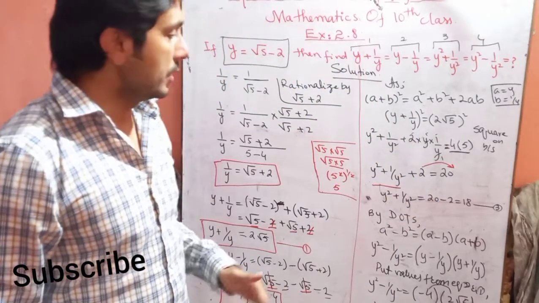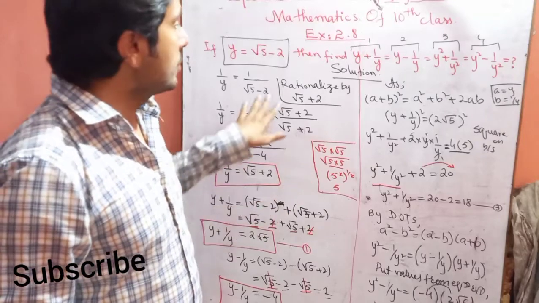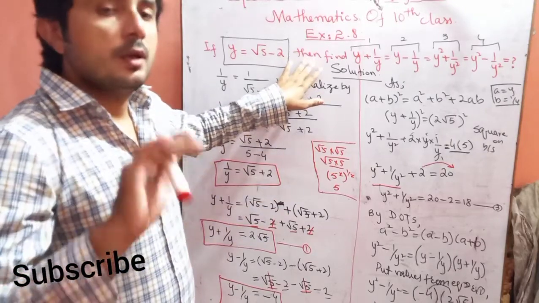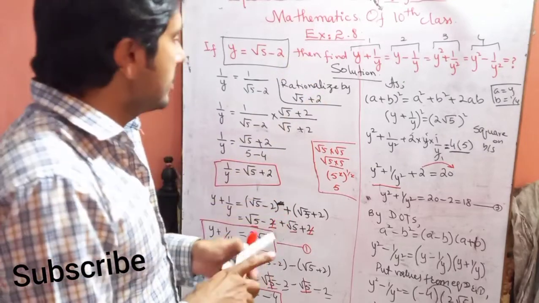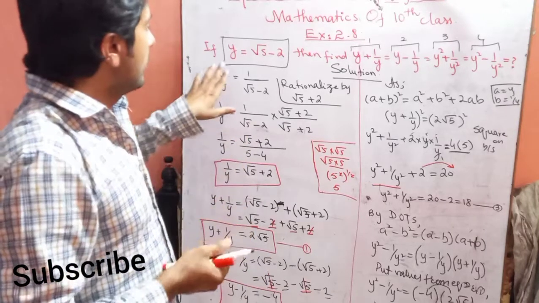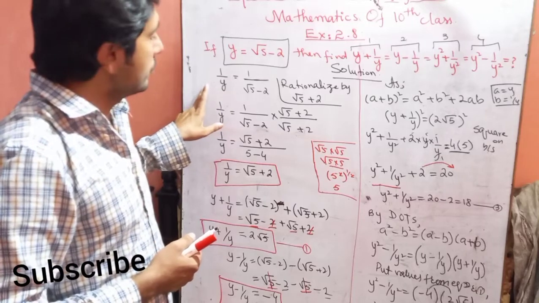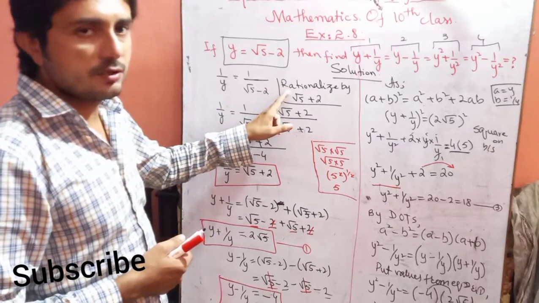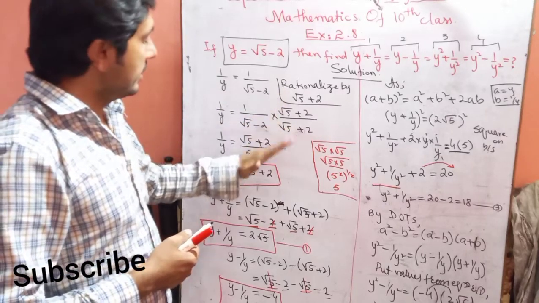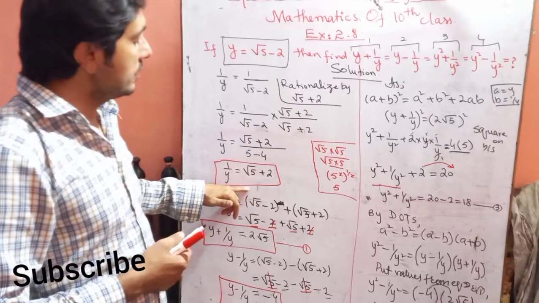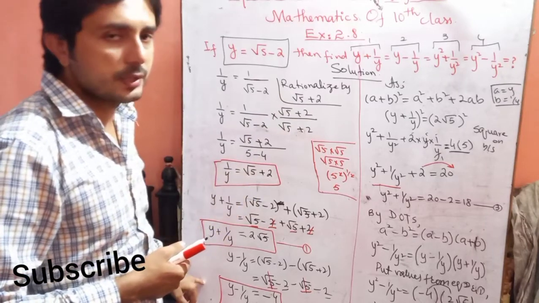I hope you learned the way to solve this exercise. Now let me give you a hint. First of all, you have to determine 1 upon y. You have to solve it by rationalizing with the conjugates, and when 1 upon y is determined, then you have to add both, and then you have to subtract both.